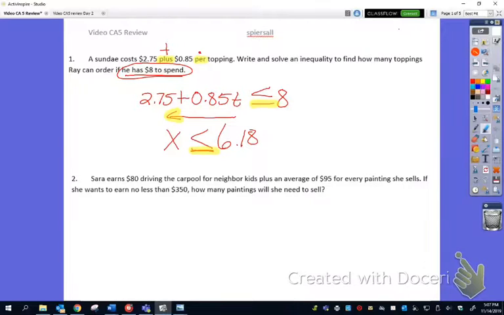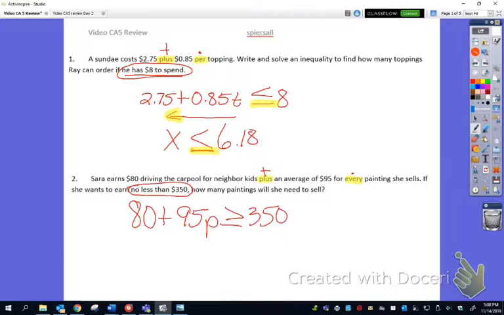Okay? Number 2, Sarah earns $80 driving neighborhood for kids plus 95 for every painting. Okay? So you've got 80 plus 95 for every, remember that's times, for every painting. Now she wants to earn no less than 350. So no less than is going to be greater than or equal to 350.